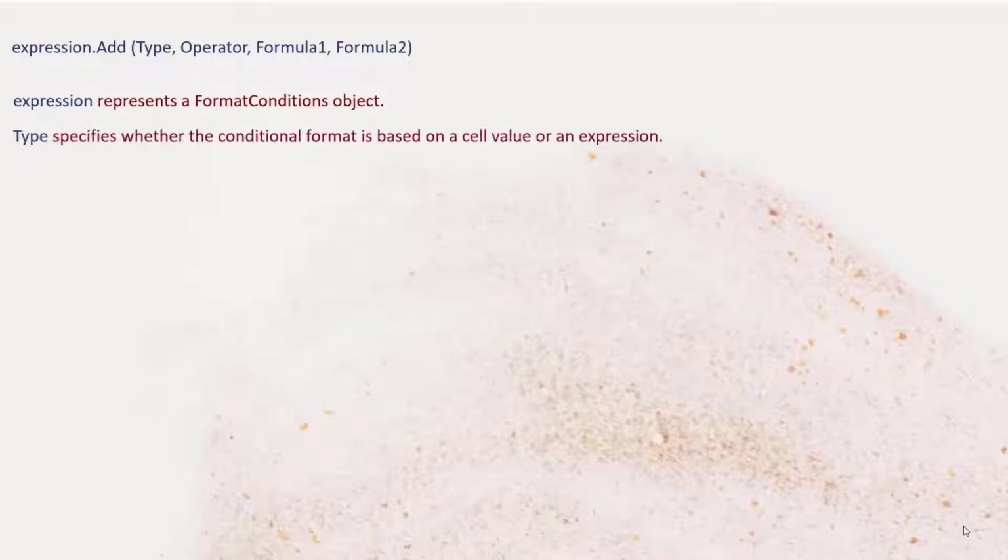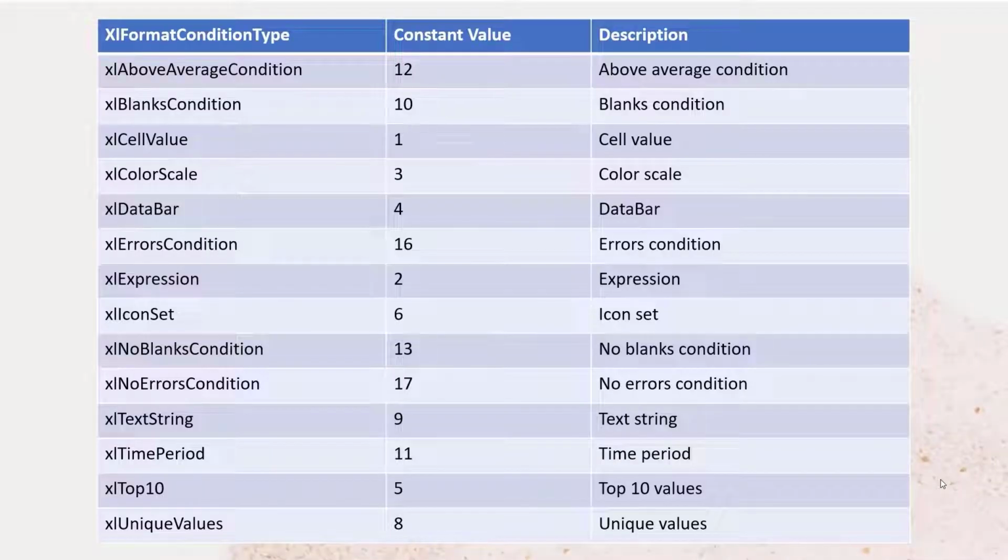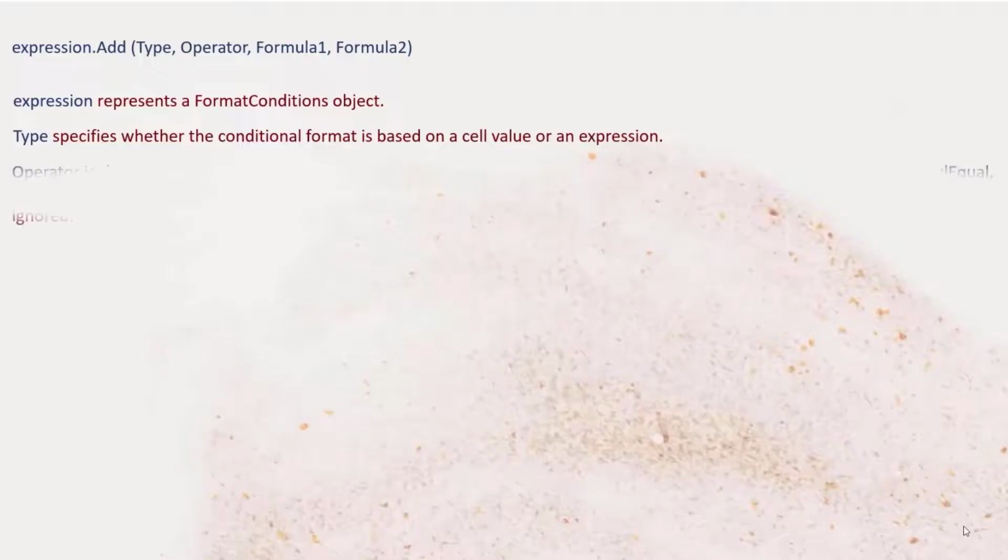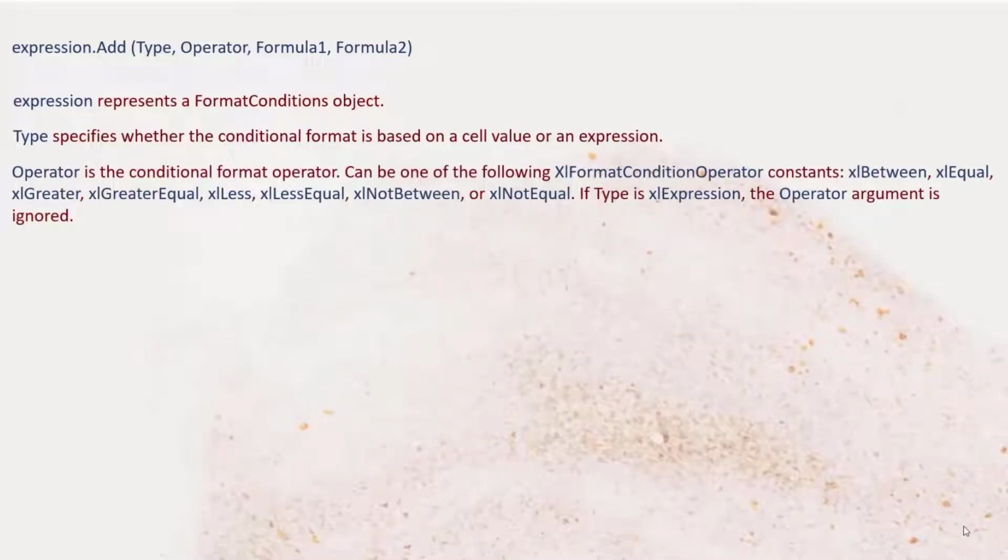The type specifies whether conditional format is based on a cell value or an expression. You can choose from any of the Excel format condition type as shown when specifying the type. We have Excel above average condition, we have Excel blanks condition, Excel cell value, Excel color scale, and so on. So you can choose from any one of these. When we start using this, then you will understand this. The operator is a conditional format operator. It can be one of the following Excel format condition operator constants: Excel between, Excel equal, Excel greater, and so on. If the type is Excel expression, the operator argument is ignored.